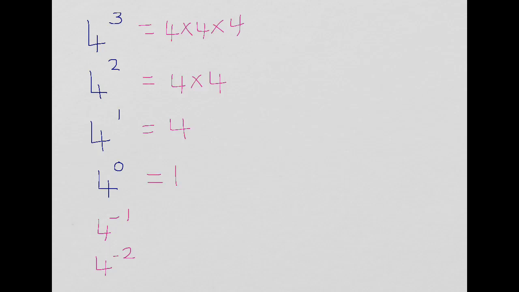Remember, for each one I'm dividing by 4 as I go down. So from here to here I've divided by 4, from here to here I've divided by 4, from here to here I've divided by 4. So 4 to the negative 1 is 1/4. Did you think that? 4 to the negative 1, 1/4.